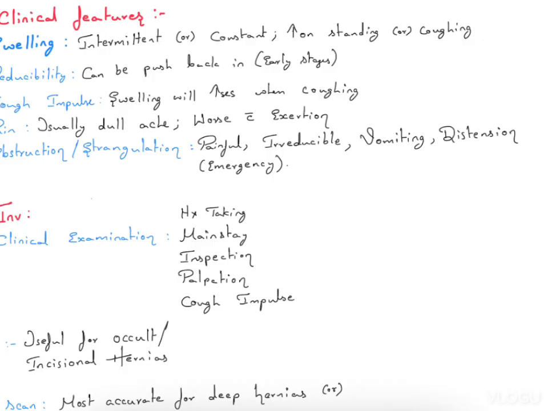And reducibility, gentle reduction. Next we can do the deep ring occlusion test, that is, if the hernia is reduced, we compress the deep ring and ask the patient to cough. If the swelling is prevented, then that is an indirect hernia. Next we can do the invagination test, where we keep our finger into the scrotum and assess the posterior wall, used to differentiate hernias.